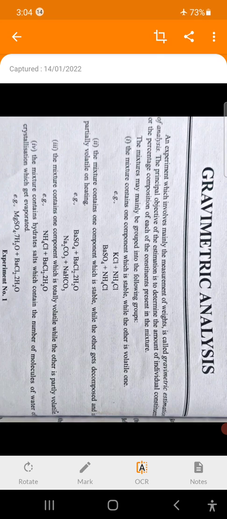See here, what is gravimetric analysis first? What is analysis? What is chemical analysis? If you are given a mixture, then analysis of that mixture means to determine the components present in that mixture.